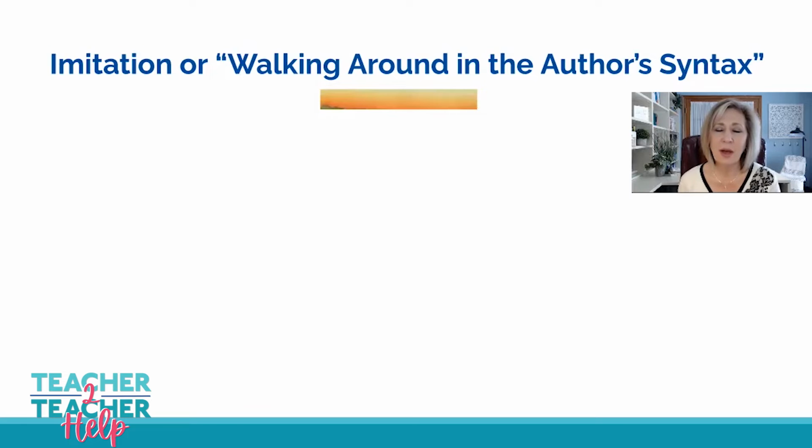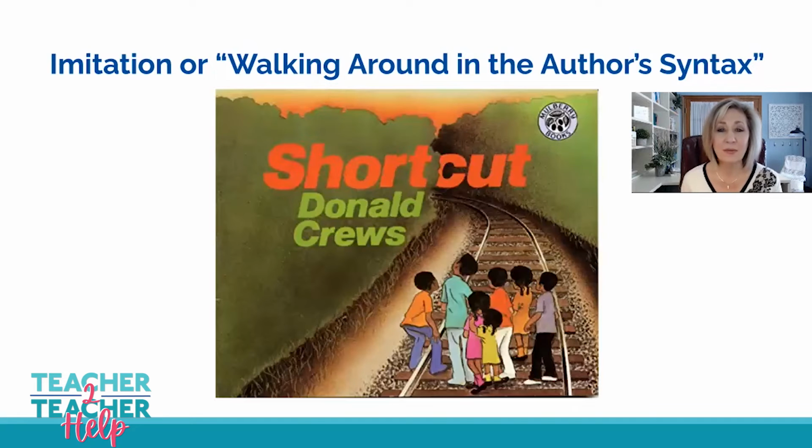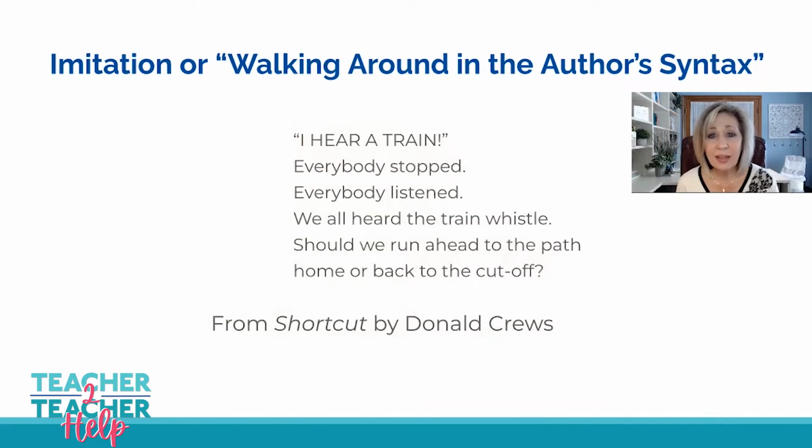So the example that I'm going to use is from this book, Shortcut by Donald Crews. And I have an excerpt here from this book. This is the excerpt. I hear a train. Everybody stopped. Everybody listened. We all heard the train whistle. Should we run ahead to the path? Should we run ahead to the path home or back to the cutoff?